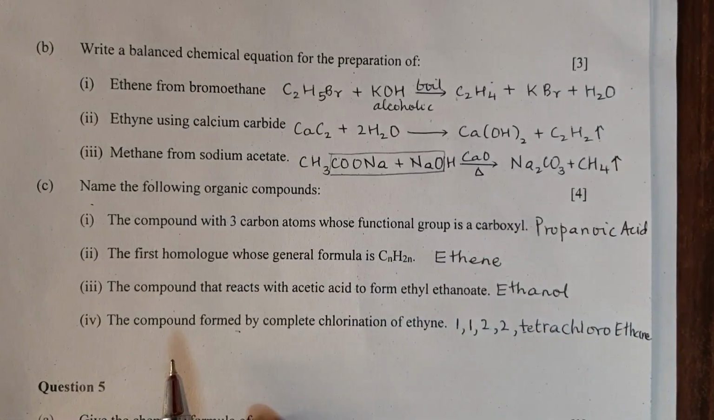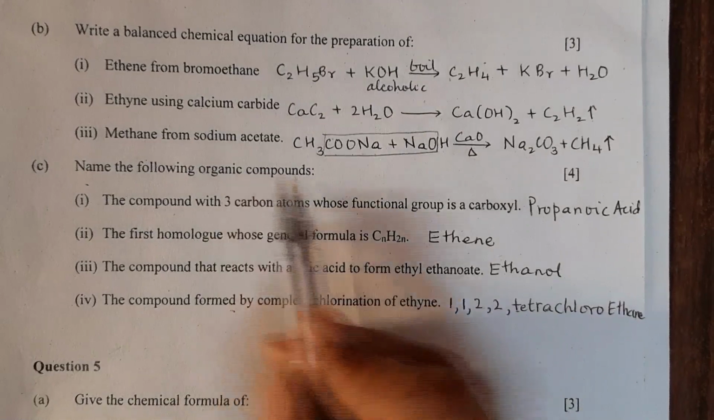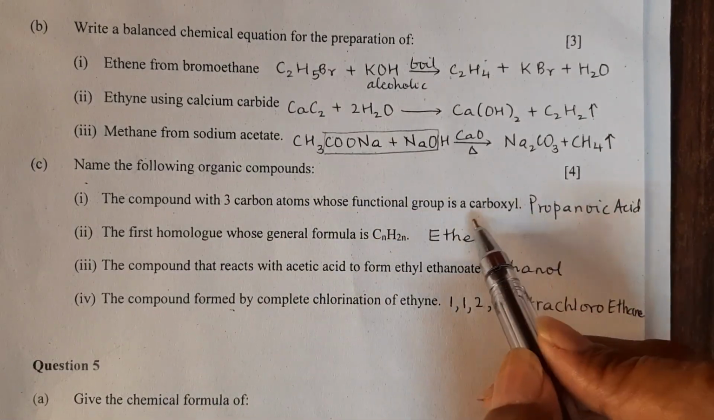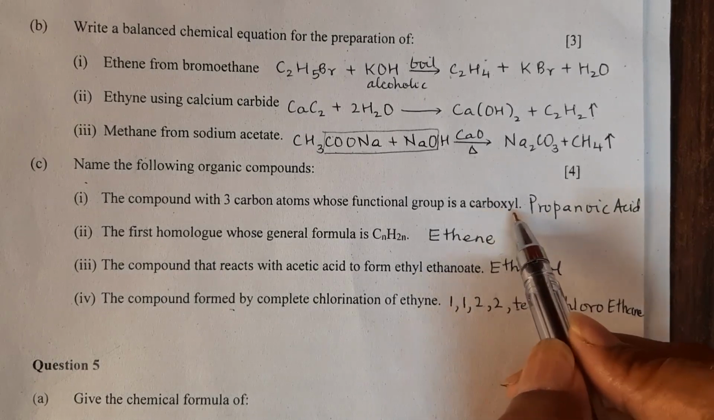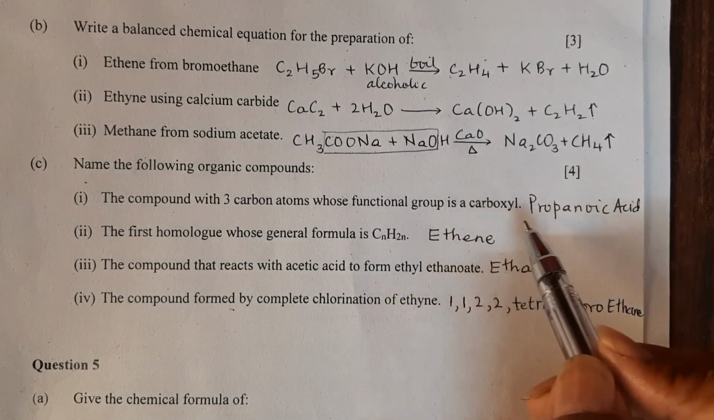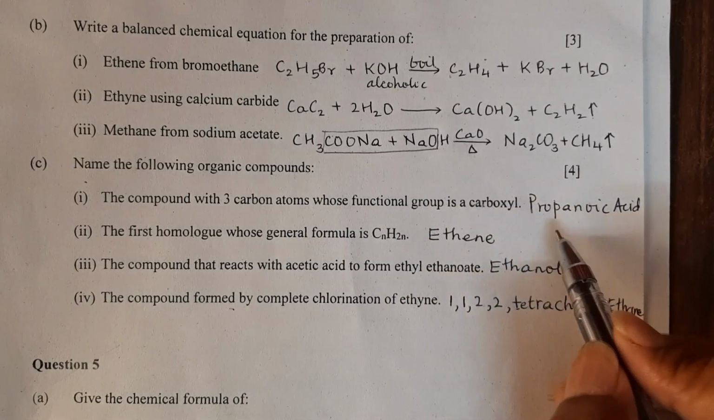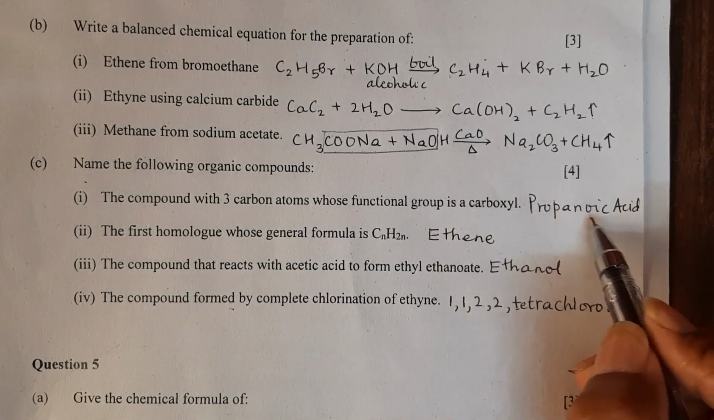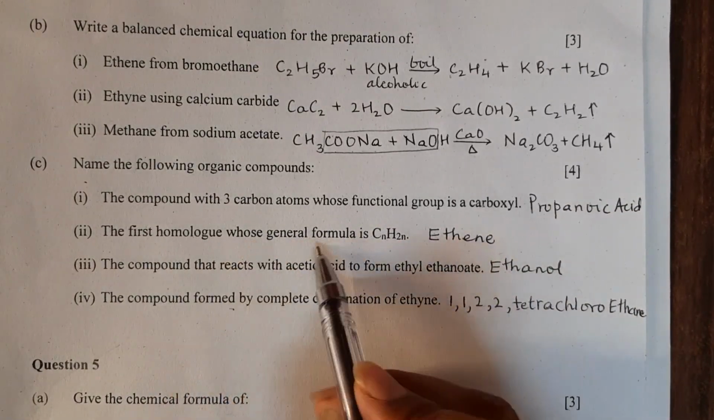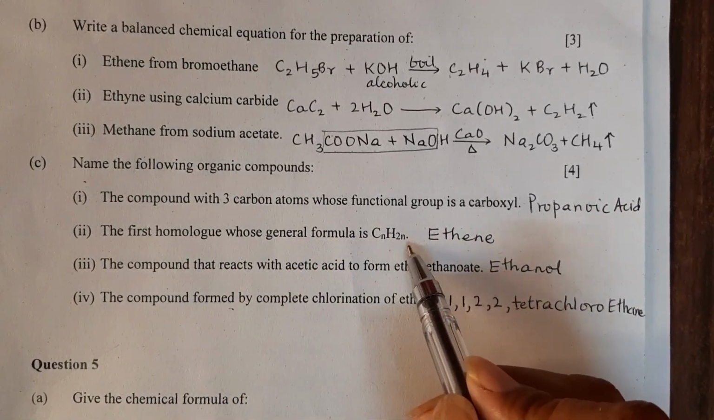Name the following compounds, the organic compounds. A compound with 3 carbon atoms whose functional group is carboxyl. Carboxyl means it will be the COOH group, and so it will be with 3 carbons. 3 carbons means prop, so it will be propanoic acid. The first homologue whose general formula is CnH2n.